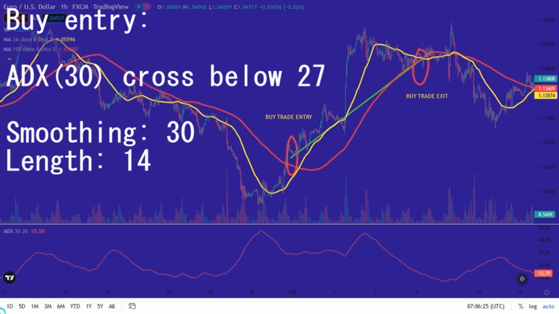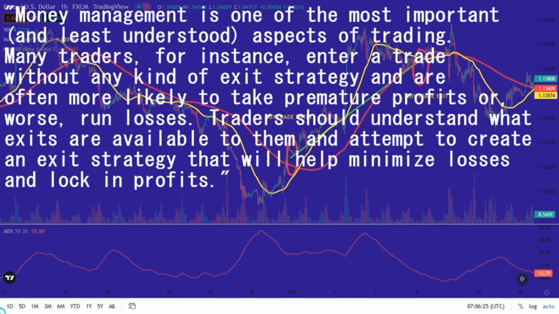And now I tell you the buy exit conditions. And now I have to make sure that you understand how important exit strategies are. They are basically more important than entry strategies. And if you are into mathematics, probability theory, you can calculate how much more beneficial it is to have a better exit strategy than a better entry strategy.